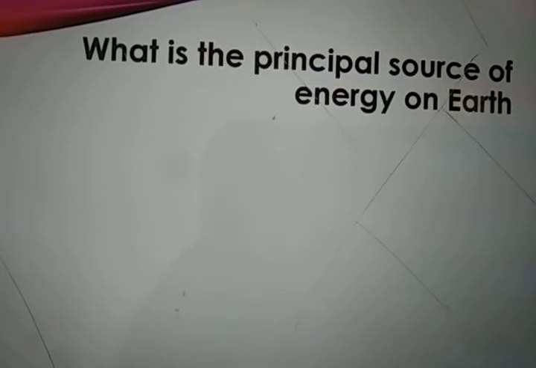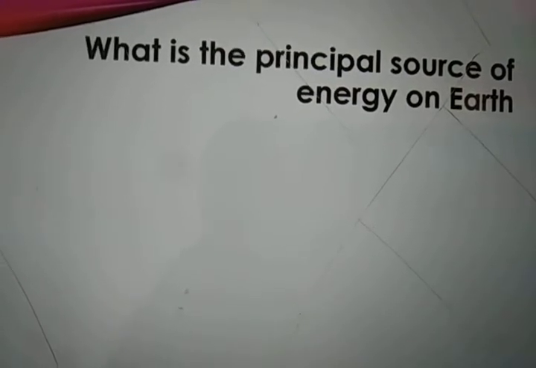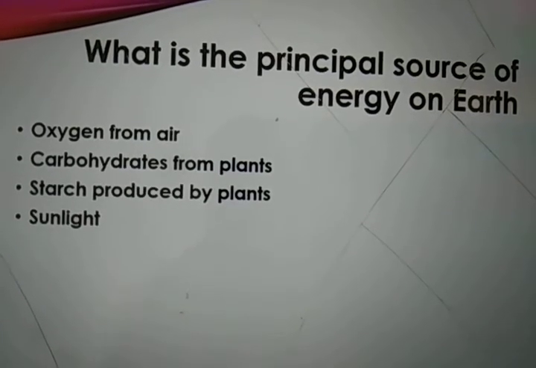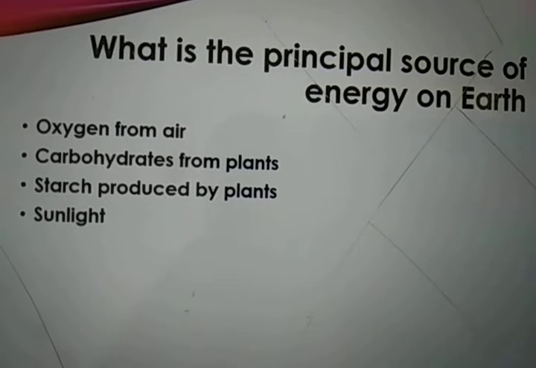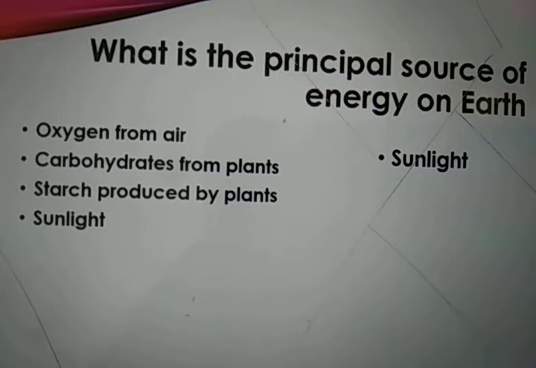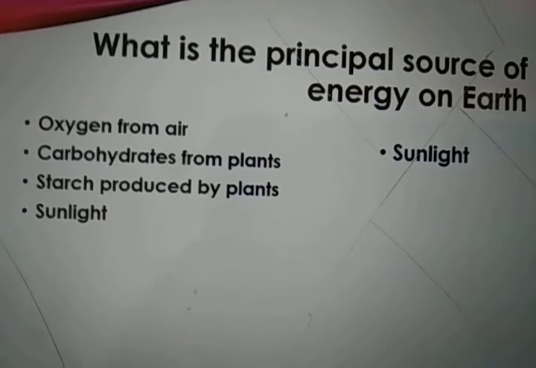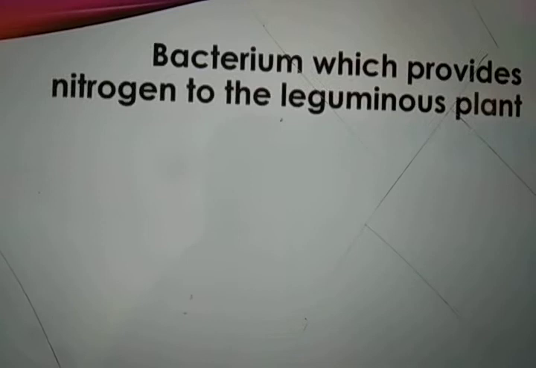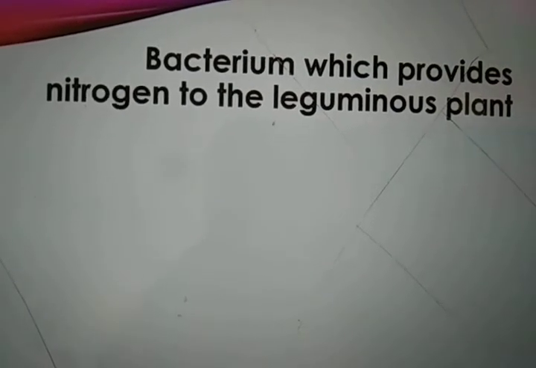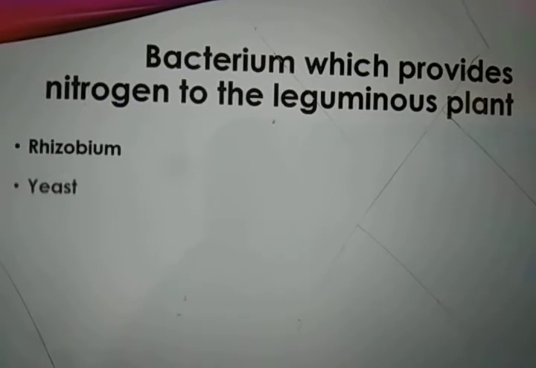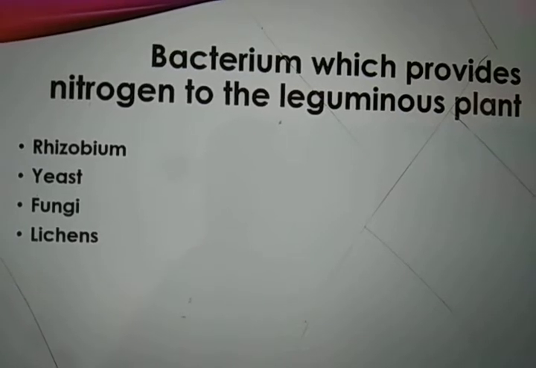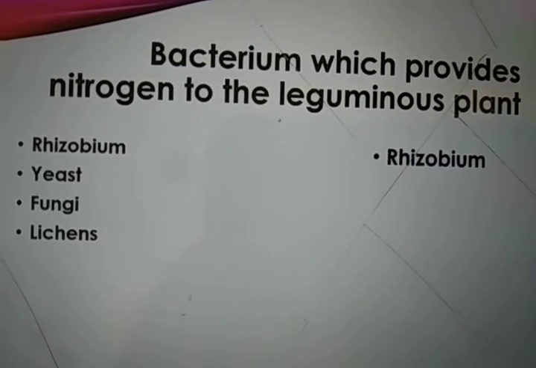Now the next question, what is the principal source of energy on earth? Obviously all of you know this answer, and the correct answer is sunlight. Sunlight is the ultimate source of energy on earth. Now the next question is, the bacterium which provides nitrogen to the leguminous plant is, you have to name the bacteria out of these four, and the answer is Rhizobium.